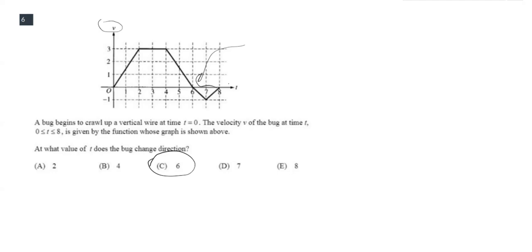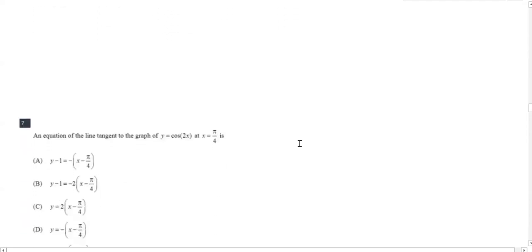And at 6, the velocity changes from positive to negative, which means if the bug's crawling up a vertical wire, it was crawling up it for the first 6 seconds and then changed directions and climbed down it a little bit there. Okay, so no real work, just understanding the concept and making sure we understand that the graph is a velocity graph. Okay, the next one we're going to look at is number 7.